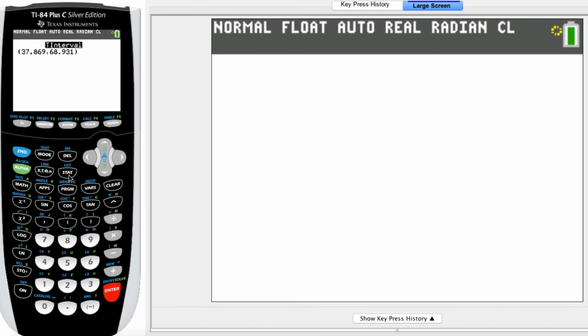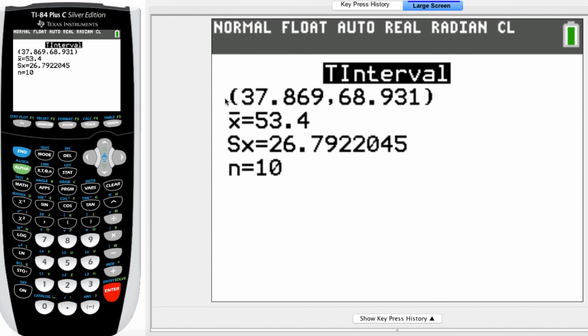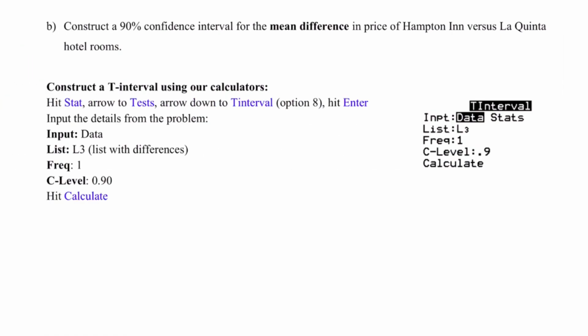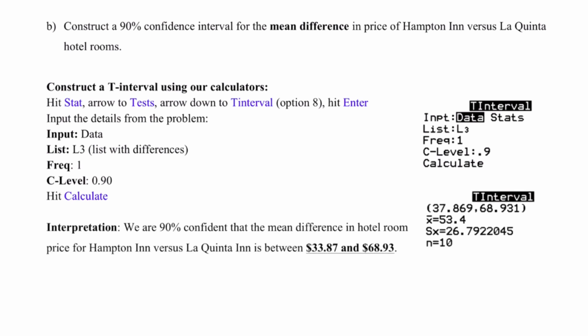Our calculator generates the confidence interval. We end up with our lower bound of 37 and change, and our upper bound of 68 and change like we did previously. Notice again, it still gives us x bar and s sub x, which would be representing our d bar and s sub d. Which means heading back to the notes, we're able to obtain the same interpretation we had previously, where the mean difference in the hotel room prices was between approximately $37 and change and $68 and change. And we're all set with conducting hypothesis tests and confidence intervals on our calculators for mean differences of matched pairs data.